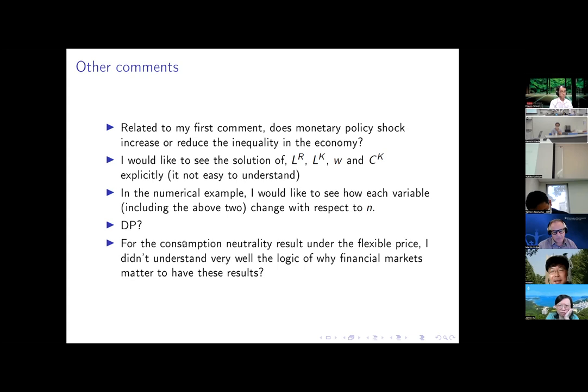And at some point I didn't understand much of the intuition. For instance, under the flexible price, they say that there's no consumption neutrality across households, but I didn't understand very much the logic of this result. So that's all. Thank you very much, and maybe I need to stop sharing, or I keep my slides on the screen.